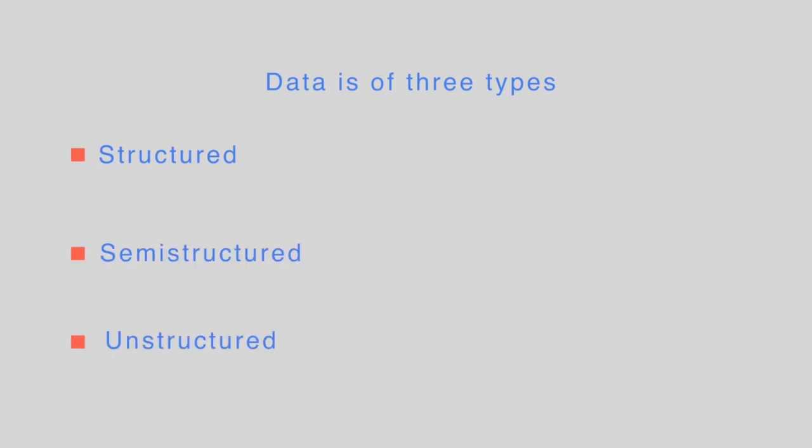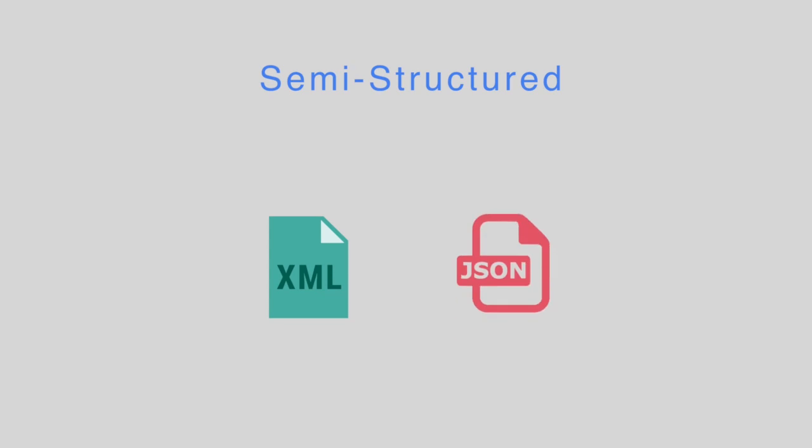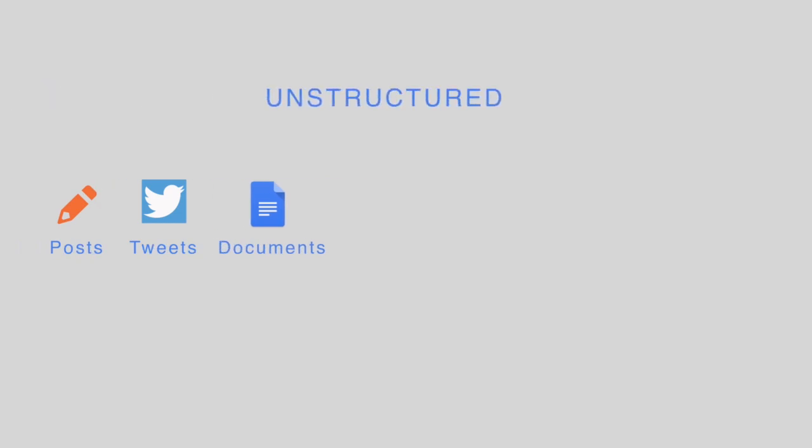Data is of three types based on the format it is available: structured, semi-structured, and unstructured. Examples of structured data formats can be relational data like tables and views in Oracle MySQL. Examples of semi-structured data formats can be XML and JSON. And examples of unstructured data formats can be PDFs and MP3s. Textual data like posts, tweets, and documents is unstructured.